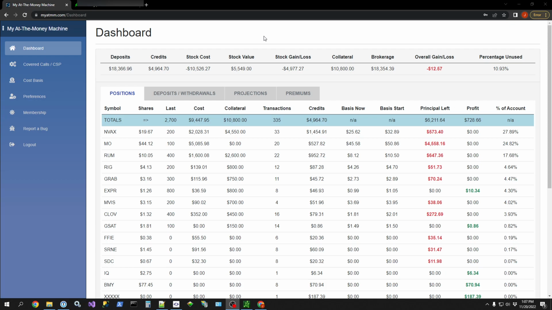In any case, as you can see on the screen is the dashboard of the web application that I've come up with. Basically, I've been trading for a couple of years and started doing options over the last year or so. Over the course of doing that, working with spreadsheets and different calculations, I've come up with this application to basically manage my trades.